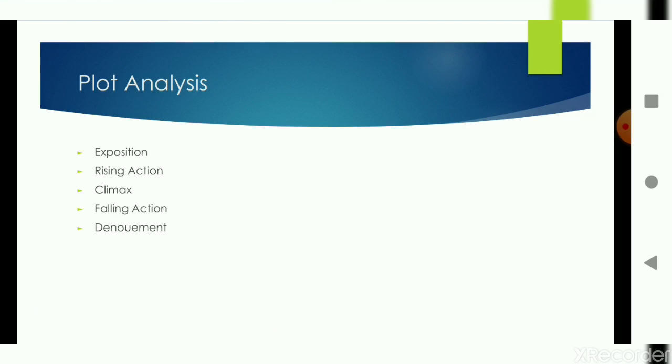Then we have rising action. Rising action starts when the wolf has a plan to eat Little Red Riding Hood and her grandmother, also to distract Little Red Riding Hood from getting to her grandmother's house, until the wolf arrived first at the grandmother's house and devoured her. After that, the wolf disguised as the grandmother and waited for Little Red Riding Hood to come.